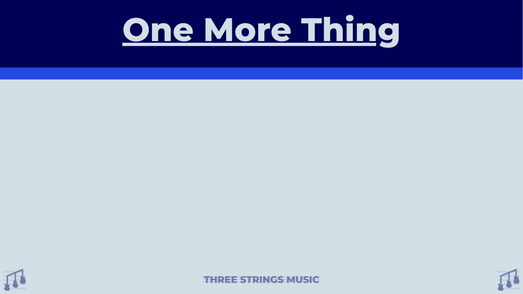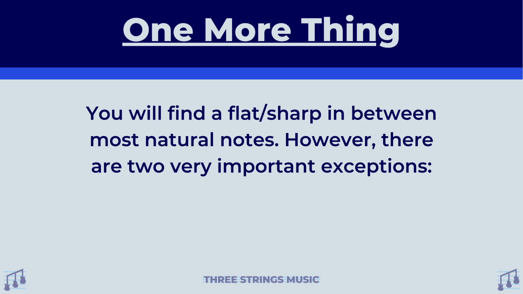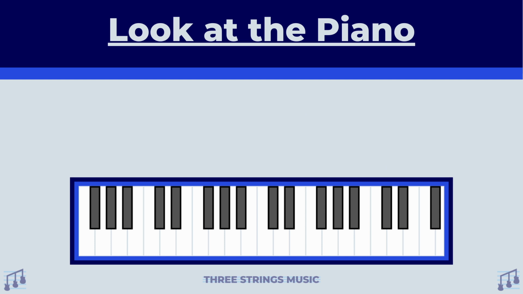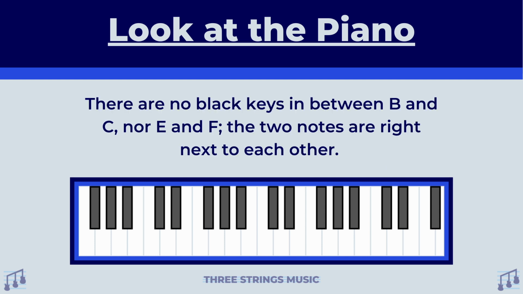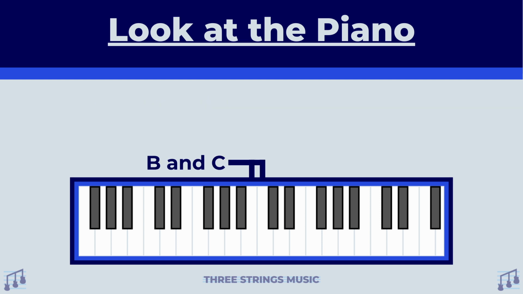Make sense? So there's one more thing with this that I want you to understand, and it's very important. You will find a flat or a sharp in between most natural notes. However, there are two very important and notable exceptions to this: B and C, and E and F. So if we were to take a look at this piano again, you'll see that there are no black keys in between B and C, nor are there any black keys between E and F. It's just the two white keys right next to one another. And if you need help seeing where they are, here is B and C, and here is E and F. As you can see, there is no black key in between them. It's C immediately following B, and F immediately following E.